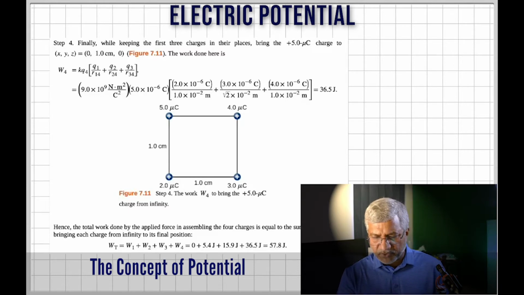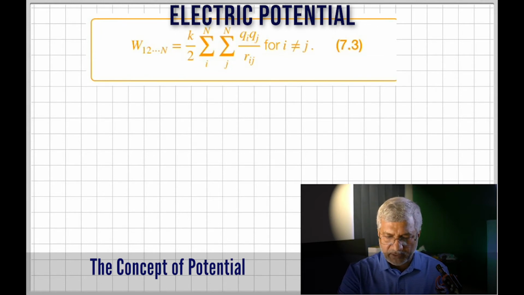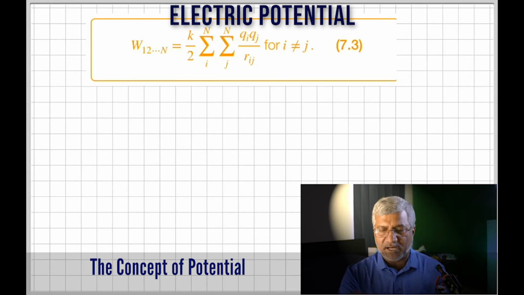Remember that this can be written this way. That's a mathematical representation of the total work done in configuring n charges. You see the 1, 2, up to n would be k by 2. I'm going to explain why k by 2. Sigma i to n, sigma j to n, qi qj by rij.